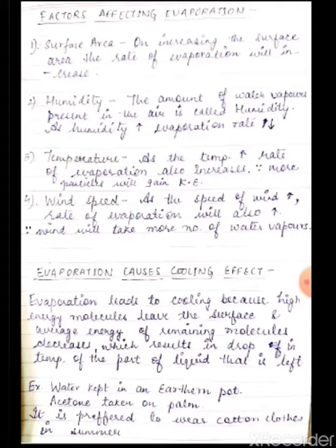And fourth one is wind speed. As the speed of wind increases, the rate of evaporation will also increase, because the wind will take more water vapors with it, so evaporation rate will increase, but the wind should be dry. If there is humidity in the wind, then the rate of evaporation will be affected, it will be less.